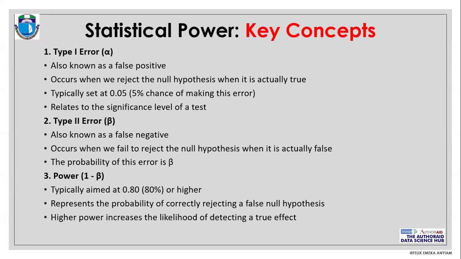So the power now is 1 minus beta. It represents the probability of correctly rejecting the false null hypothesis. Simply, if your alternate hypothesis is true, then you accept it. The alternate hypothesis means there's a significant difference. You accept it. All right?